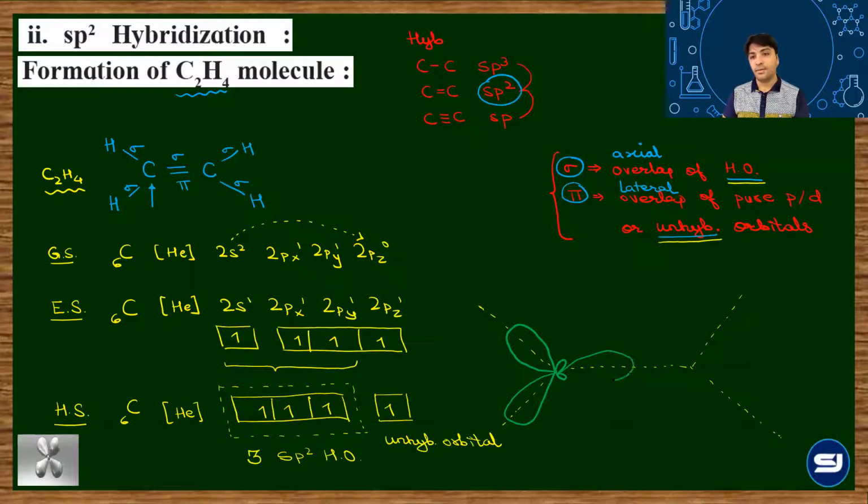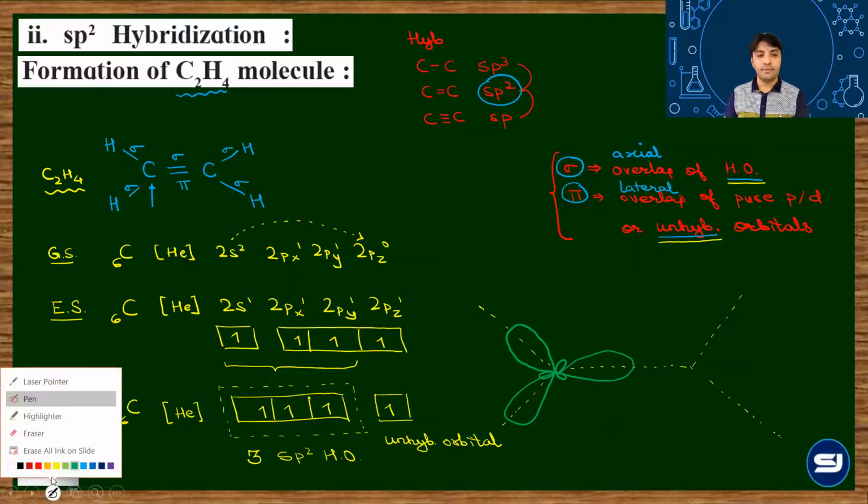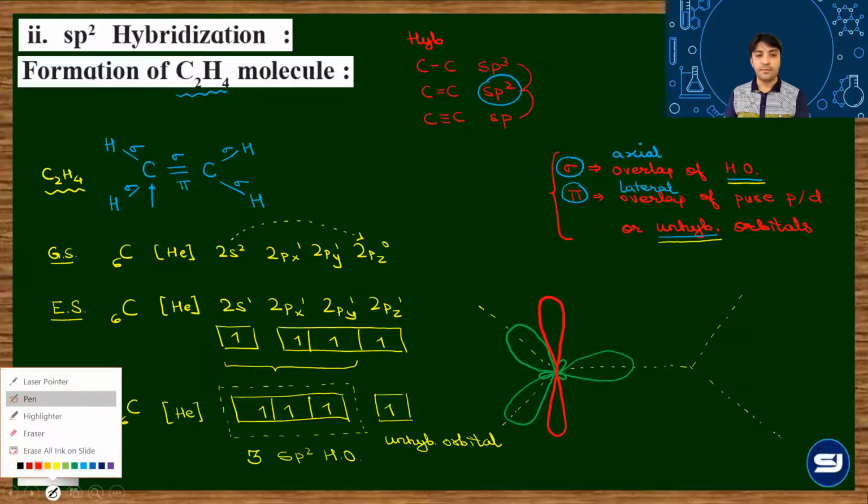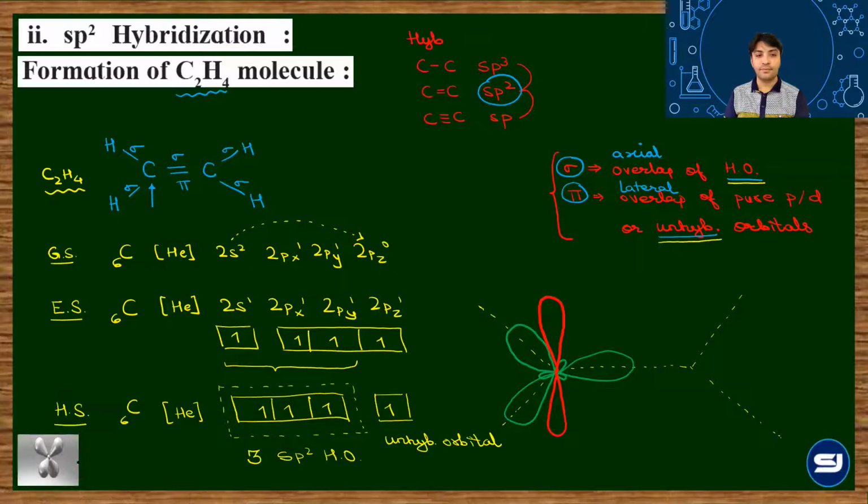And third one. Right? And your fourth orbital, unhybridized, will be lying perpendicular to this plane. And it will have a perfect dumbbell shape. अब समझ में आ रहा है? This is sp2 and this is a pure p orbital. Getting it or not? Yes. अब जब दूसरा कार्बन सामने आएगा तो ये head-on overlapping करेगा.